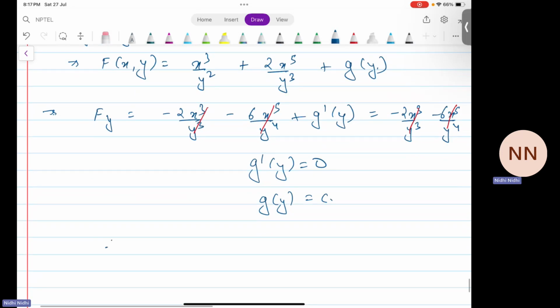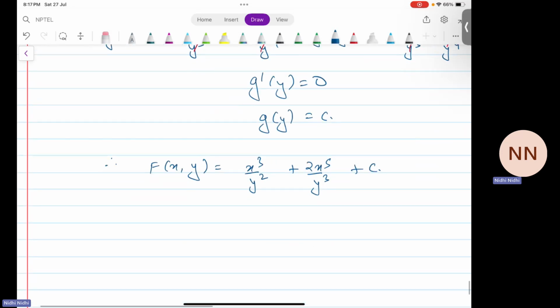Therefore, f(x,y) is equal to x cube by y square plus 2x power 5 by y cube plus some constant c. And hence, our solution is given by x cube by y square plus 2x power 5 by y cube is equal to c.